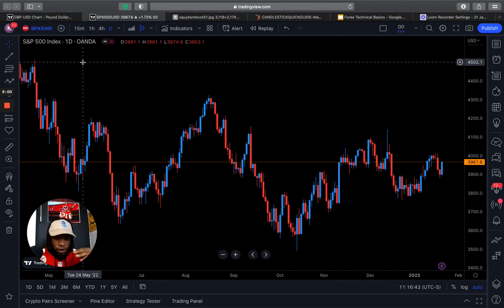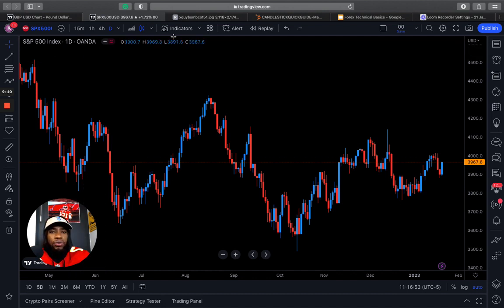But so far, I've just been getting in at stock market open, 8:30 New York open, and then I'm getting out of my trades by New York close or shortly after New York close, right? So let's just take a look at this.